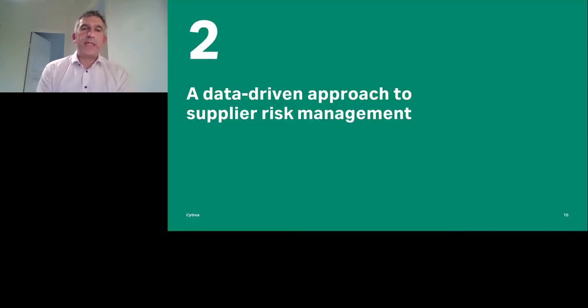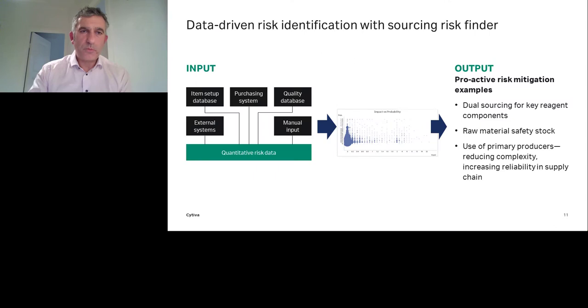So in the next section, I want to take a look at how we use a data-driven approach to work with supplier risk management. So first of all, we have an in-house developed tool called the Sourcing Risk Finder tool, which takes a number of inputs, both internally and externally, and contains over 14,000 component items. It produces a risk score for each of those items and each of the suppliers that produce those for us. And then obviously we, on that basis, are able to better prioritize our risk mitigation activities.